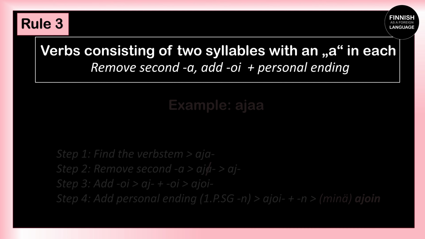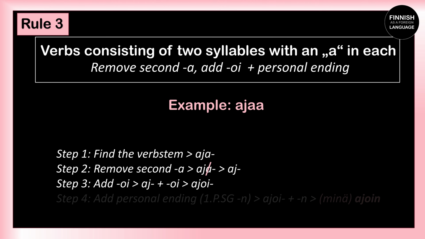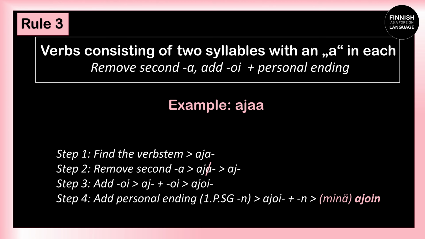So let's take a look at one example. Ajaa, which means to drive. In the first step, we have to find the verb stem, which is aja. So here we see each of the syllables has an a in it. Then in the second step, we remove the second a. So that means we remain with aj. Then in the third step, we add oi to it. So that means we have aj plus oi is ajoi. Then in our final step, we add the personal ending. Now let's say we want to form the first person singular, then we have to add n to it. So that means we have ajoi plus n is ajoin. Minä ajoin means I drove.